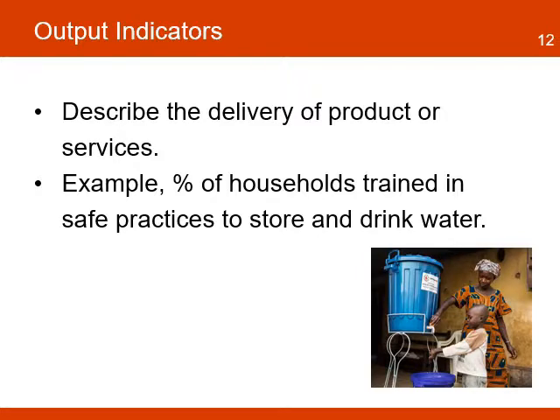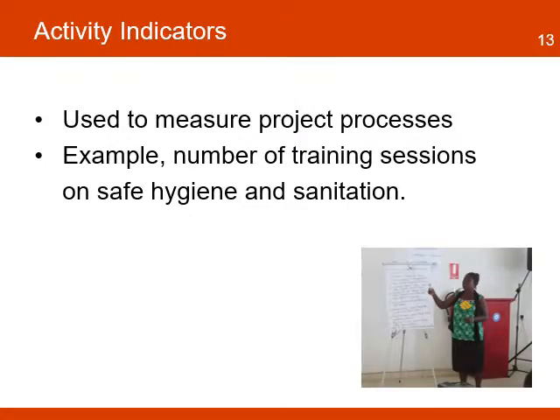Output indicators are those indicators that are used to measure the delivery of products or services, such as training, technical assistance, and infrastructure. They are the direct result of project activities for which the project is responsible. For example, percentage of households trained in safe practices to store and drink water. Activity indicators are those indicators that are used to measure project work. They track the number of activities planned, such as number of latrines or number of capacity events. For example, number of training sessions on safe hygiene and sanitation.